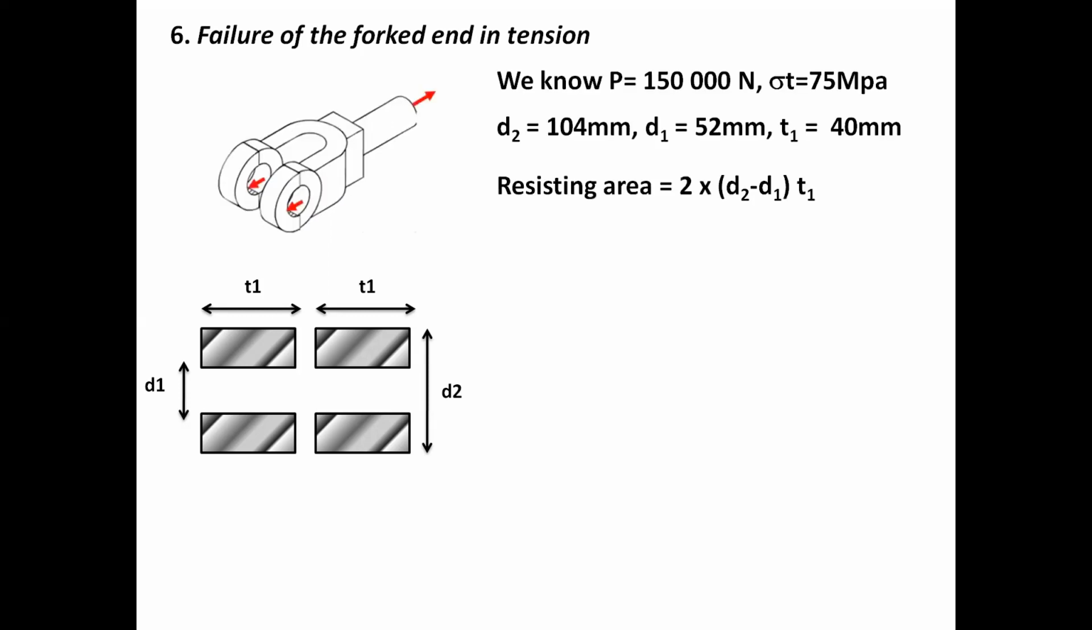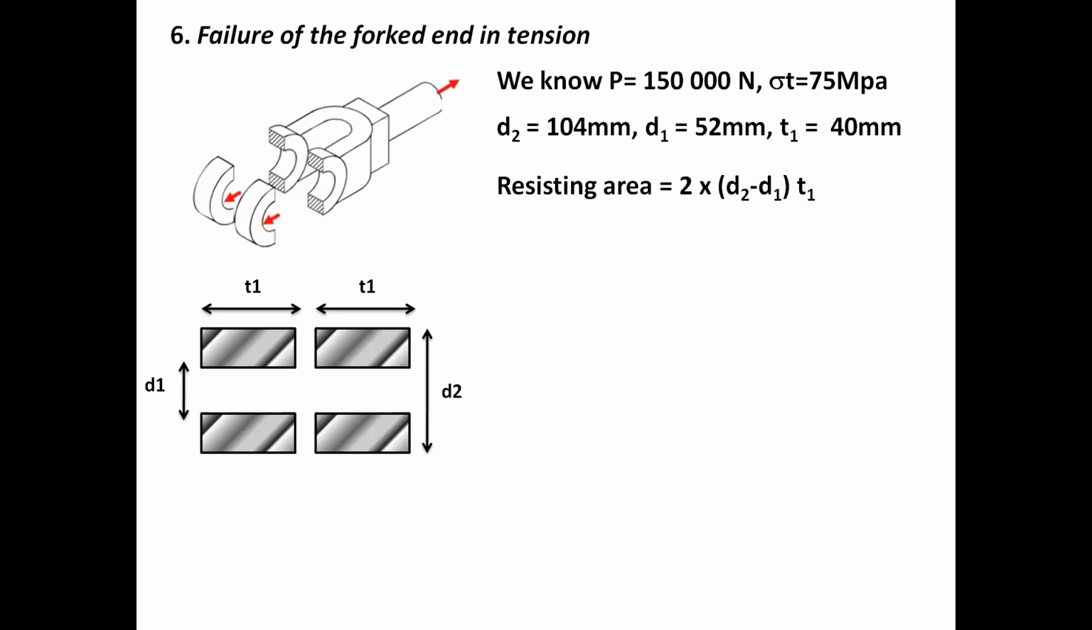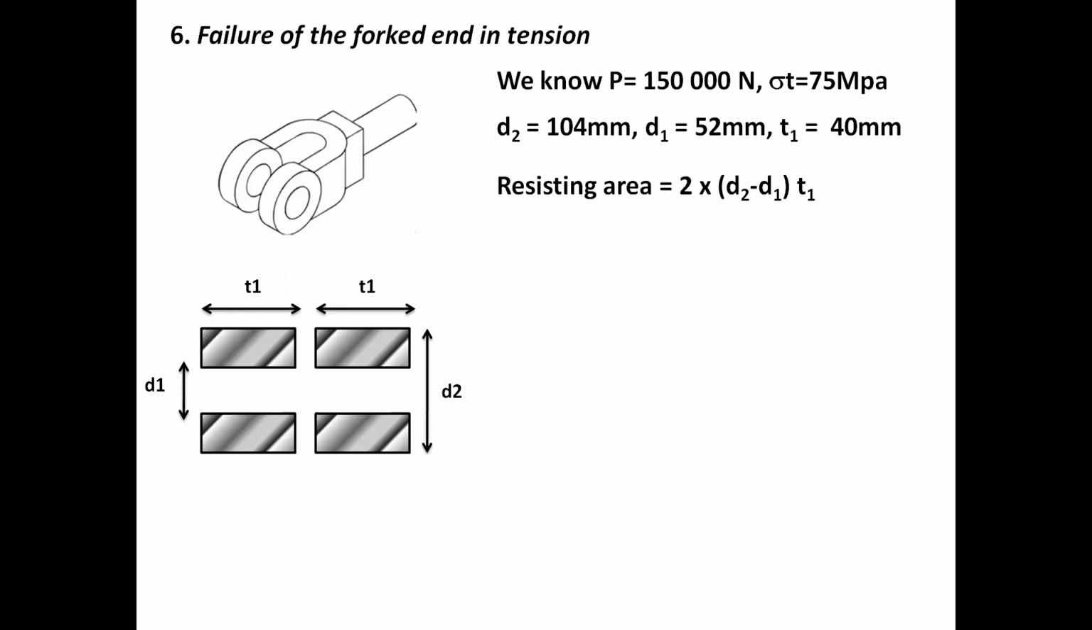So we know that again the force is 150 kilonewton, tensile failure. The safe tensile stress is 75 megapascal. We know the values of D2, D1 and T1 from the standard relationship. The resisting area is 2 into (D2 minus D1) into T1. The tensile stress is equal to force divided by this resisting area.